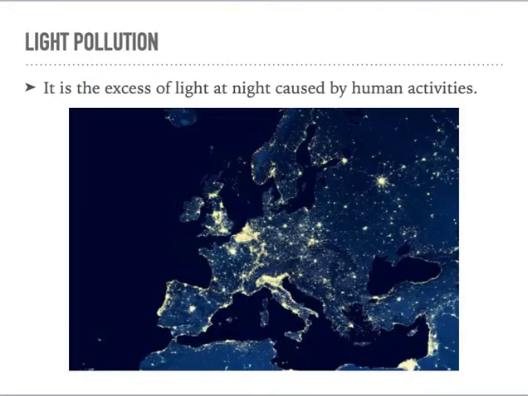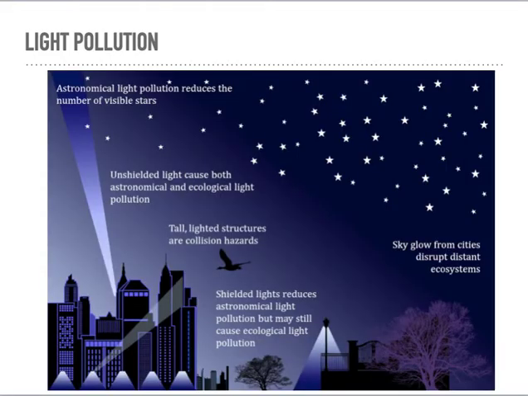And I want to talk, because we were talking about noise pollution, now about light pollution, which is the excess of light at night caused by human activities. As you can see here, all the big cities have a lot of light, and this is really bad for everything. For example, here you cannot see the stars. If you look, for example, in Madrid at night, the sky is red, it's not black, and this is because we have way too many lights in Madrid.